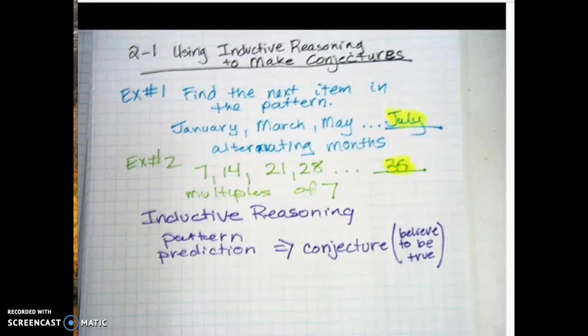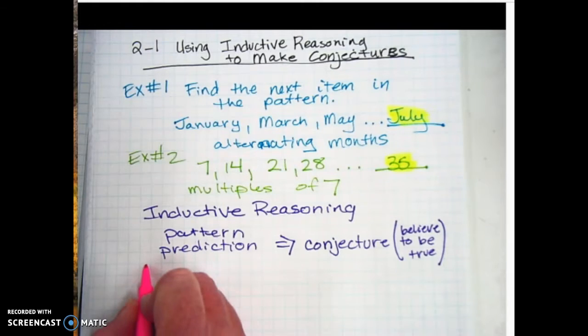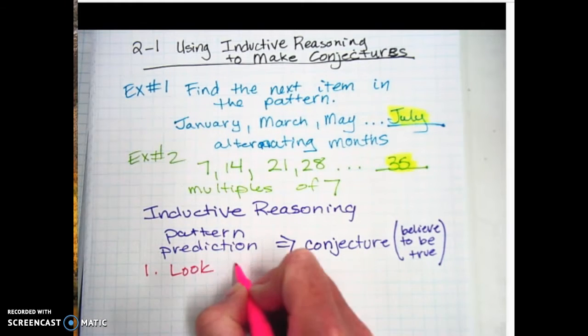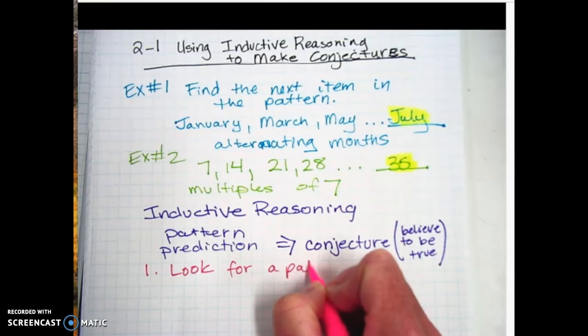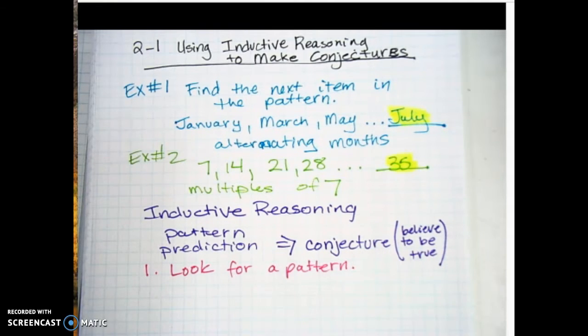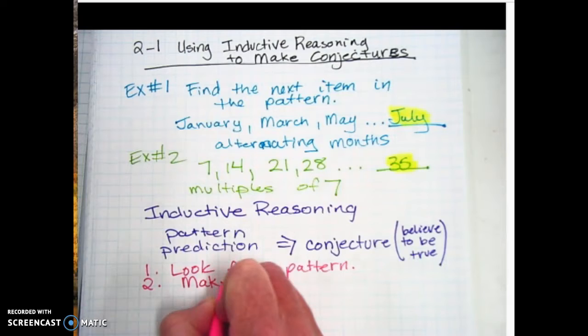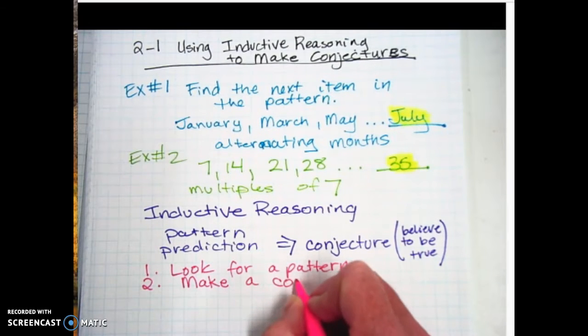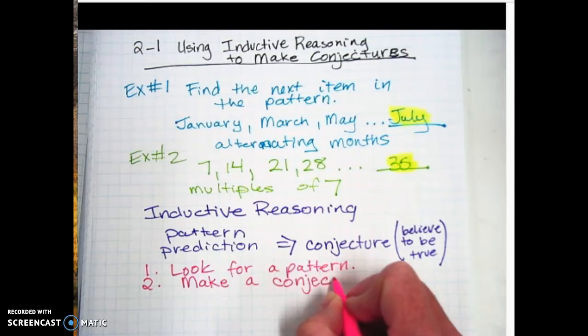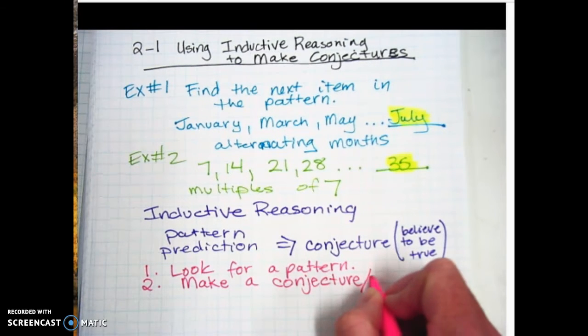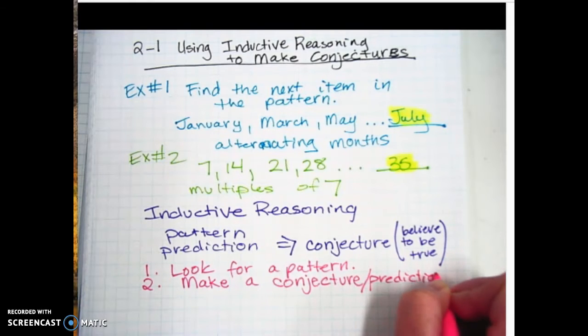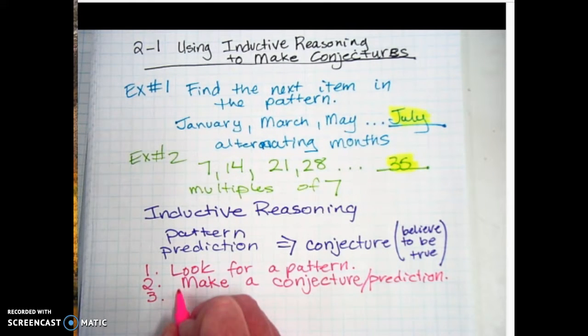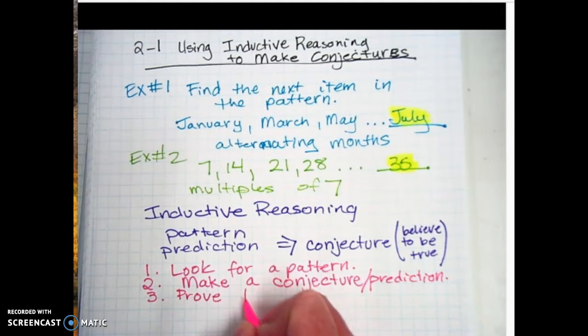Okay? So there's a couple steps I want you to follow in making your conjecture. First, obviously, look for a pattern. It may take a minute to see it. You might have to go, I need a hint. But stare at it for a minute and see if you can figure out the pattern. Second, you're going to make a conjecture, which is fancy for prediction. And then third, you're going to prove the conjecture.